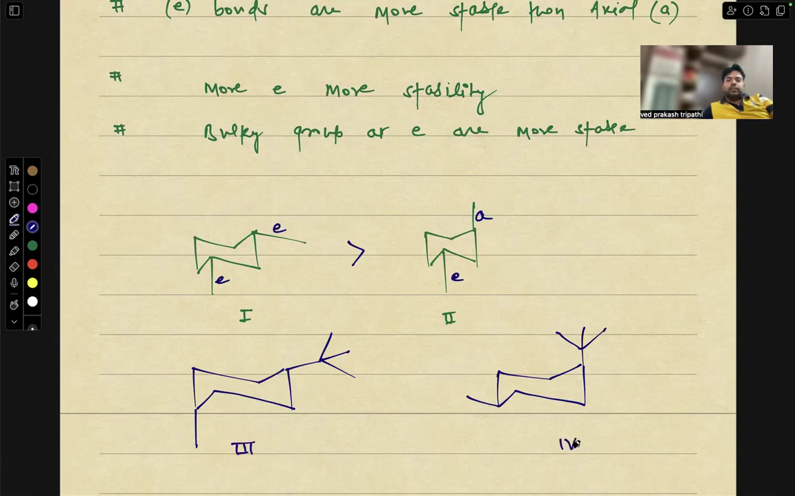In this case, we have equal number of bonds, like this is equatorial, this is axial. Here this is axial, this is equatorial. So whenever we have equal number of bonds, then we can decide by the bulky group at equatorial. So this is tertiary butyl, which is bulky here, and it is at axial here, and here this one is equatorial. So this one is again more stable.